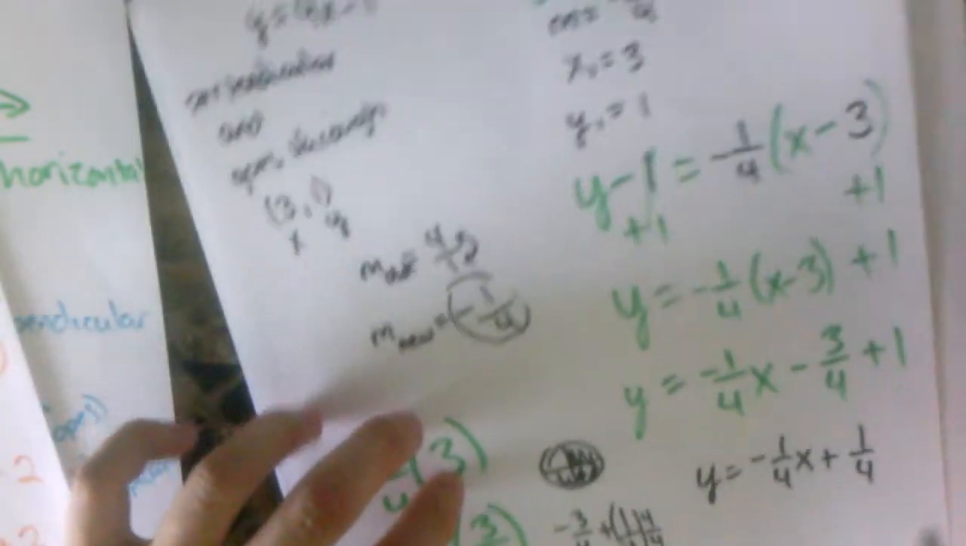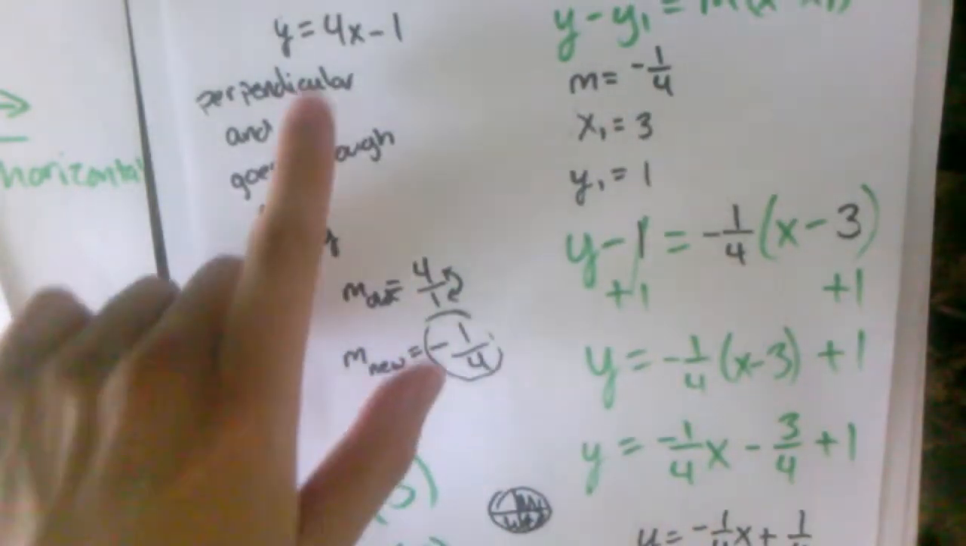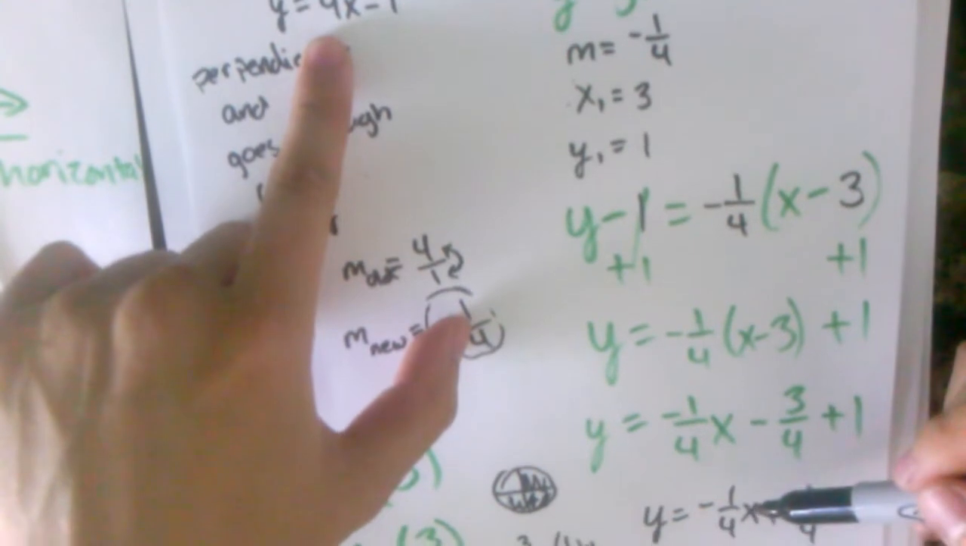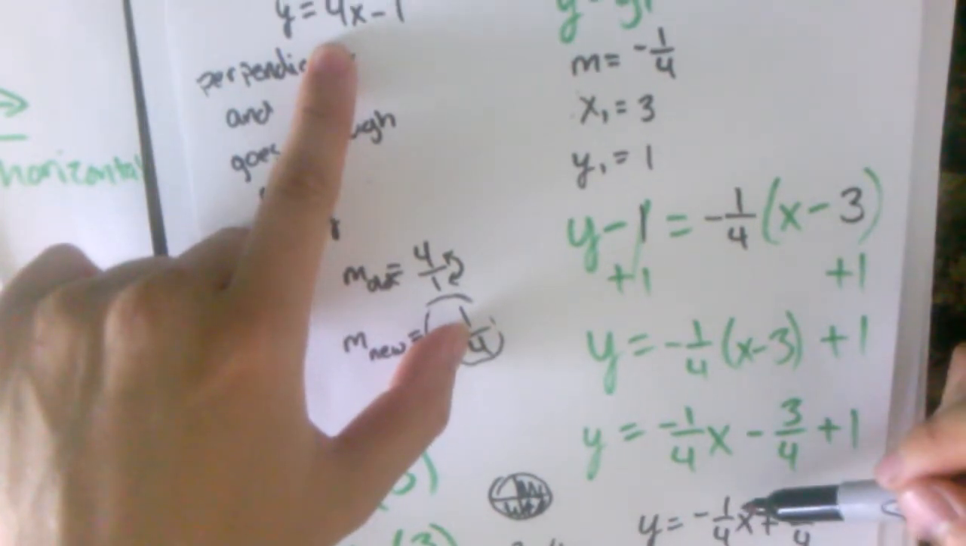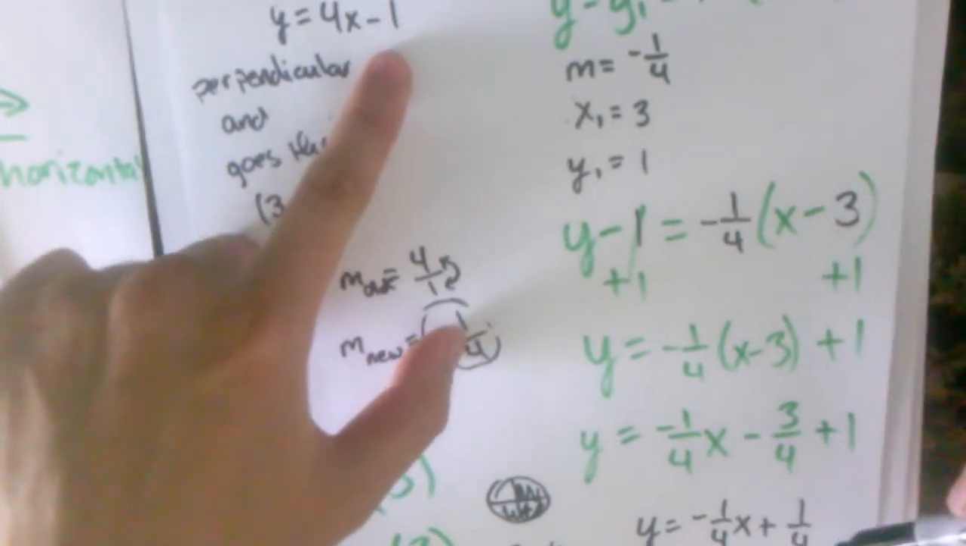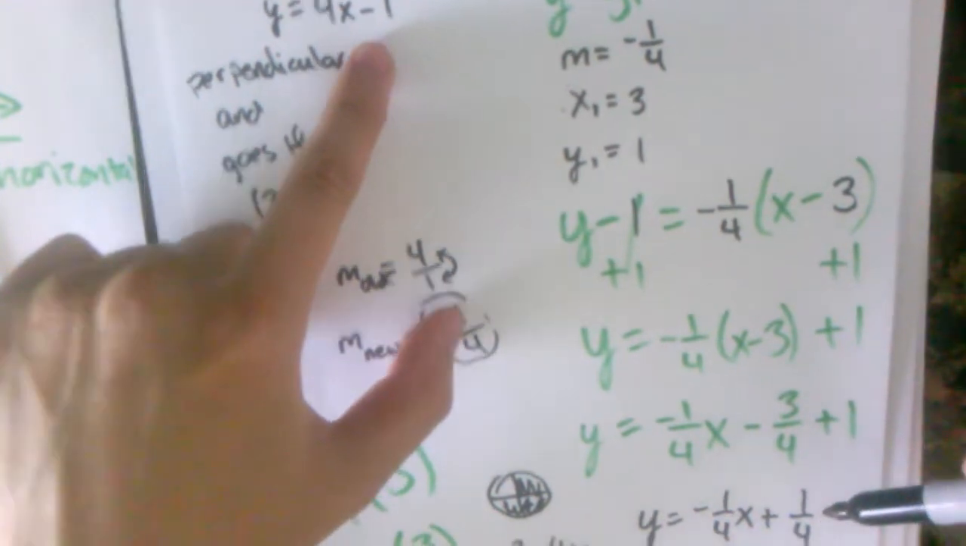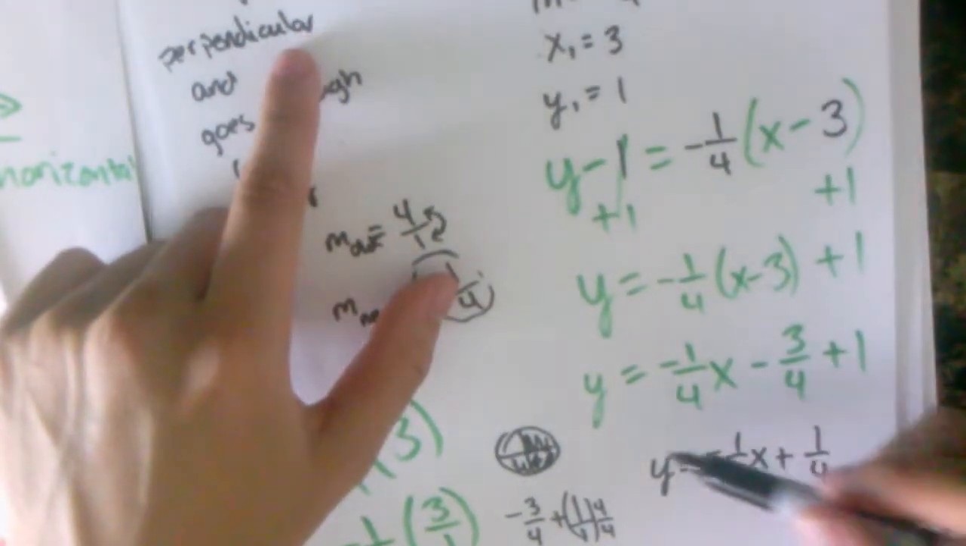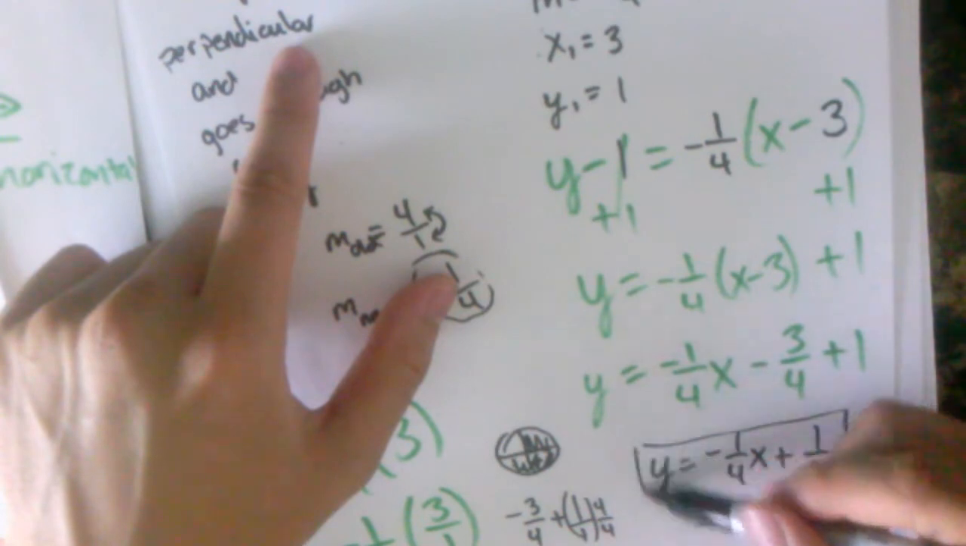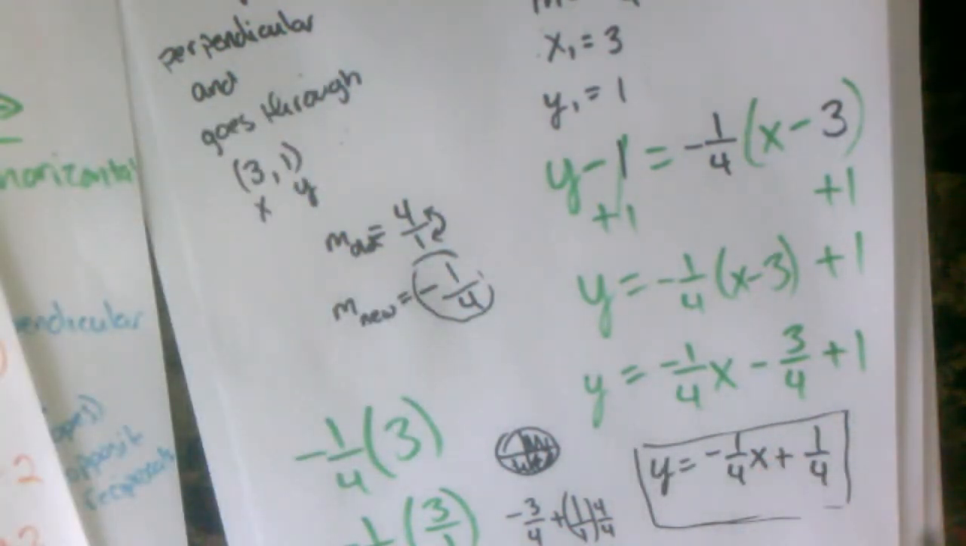And again, you'll notice that it has the opposite reciprocal slope. Oops, sorry. So 4 and negative 1/4, they're opposite reciprocals and different intercepts. So this is the equation of a line, and this would be your final answer. And you'd be done there.